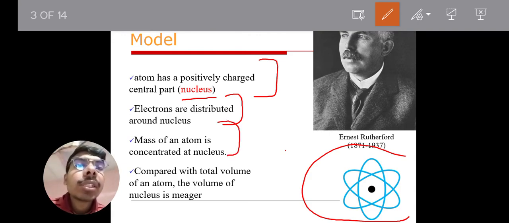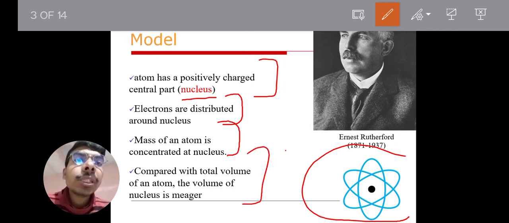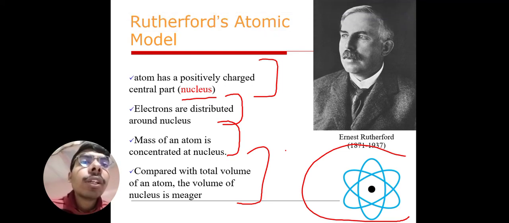Mass of an atom is concentrated at the nucleus. This means most of the mass of an atom is in its nucleus. Compared with the total volume of an atom, the volume of the nucleus is meager. Meager means very small or that can be ignored. When total volume is compared, the volume of the nucleus is very less.